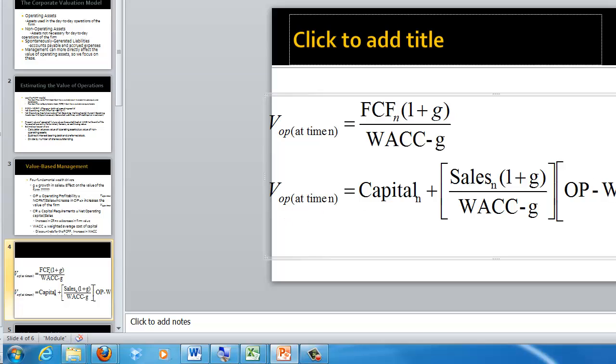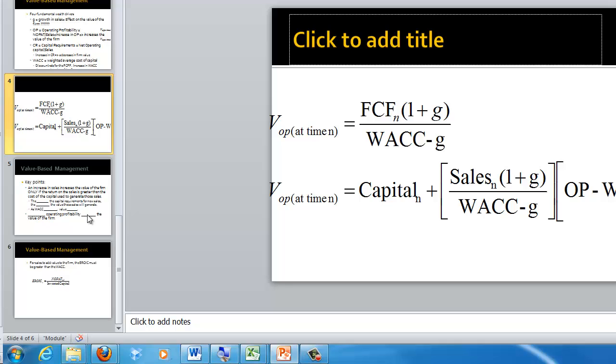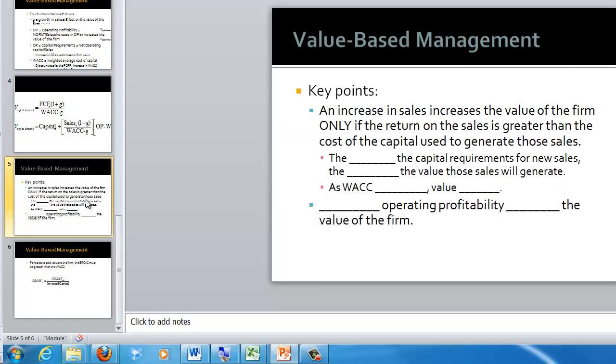Right? Maybe a lot to take in, but you can actually look at this equation and kind of see how all of these different categories, capital requirements, weighted average cost of capital, operations, and growth in sales, okay, affect the value of the firm. And I'll ask you to evaluate that as you do your assignment.